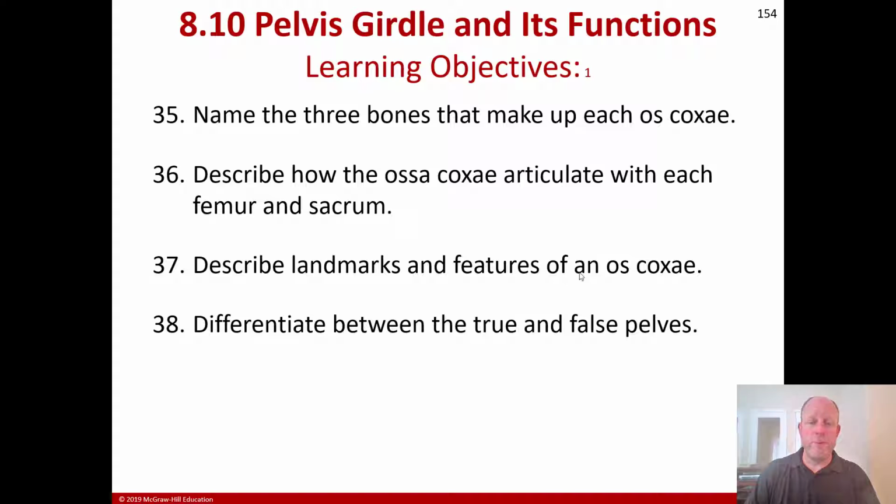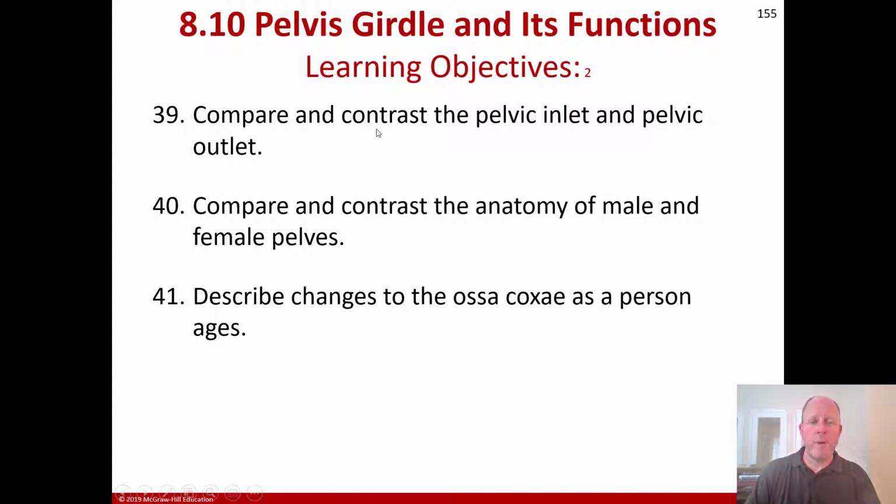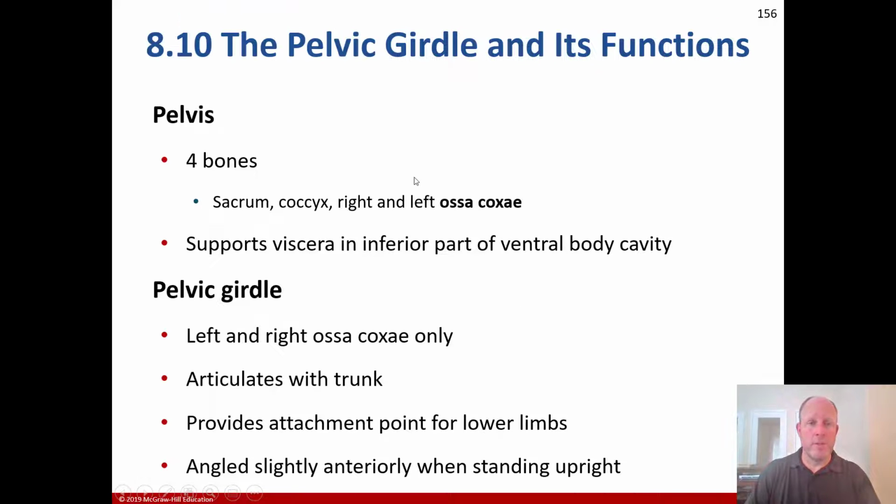Describe the landmarks and the features of an Os Coxae, and differentiate between the true and false pelvis. You should also be able to compare and contrast the pelvic inlet and the pelvic outlet, compare and contrast the anatomy of the male versus the female pelvis, and describe changes to the Os Coxae as a person ages. So start with the pelvis.